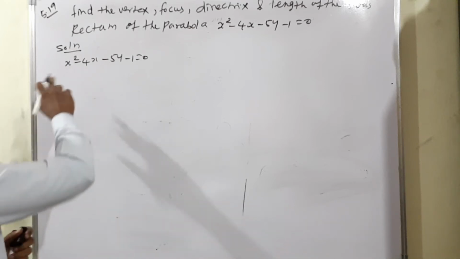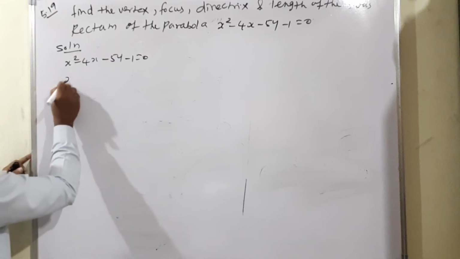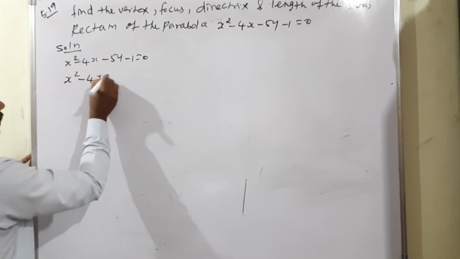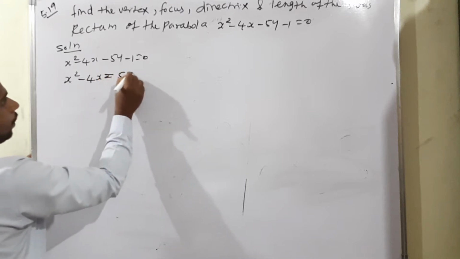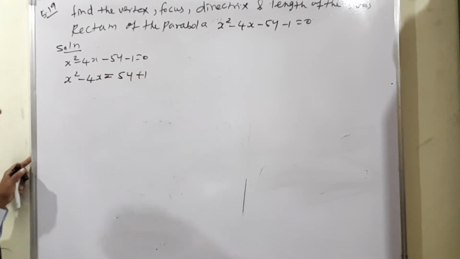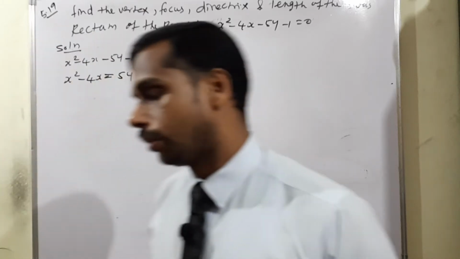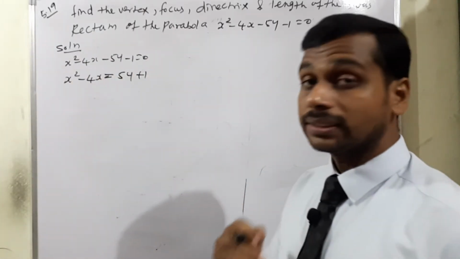Why? The x square value is there. So x square means we have to group x square and keep it on the left-hand side: x square minus 4x is equal to 5y plus 1. Then we have to apply completing the square. Last year you studied this thoroughly.